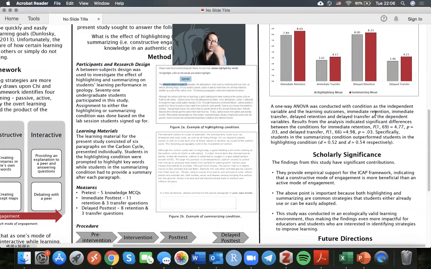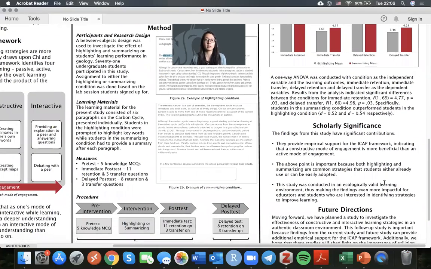This is obviously very helpful, because our results provide empirical support for the ICAP framework. Remember I said earlier, Chi and Wylie hypothesized that as your mode of engagement increases, you achieve a deeper understanding of the material. In this case, we found that students in the constructive mode of engagement performed higher on retention and delayed transfer than students in the active mode of engagement.